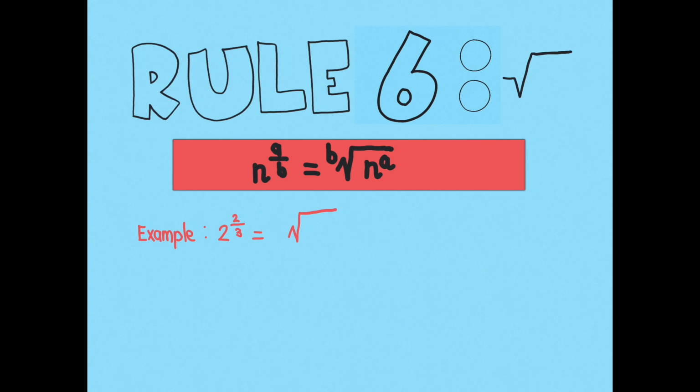2 is our base, and 3 is the denominator, and 2 is the numerator. 2 will become the power of the base, while 3, the denominator, will become the root of n to the power of the numerator. Pause the video and have a go at the question below. The answer is the second root of 4 to the power of 1.